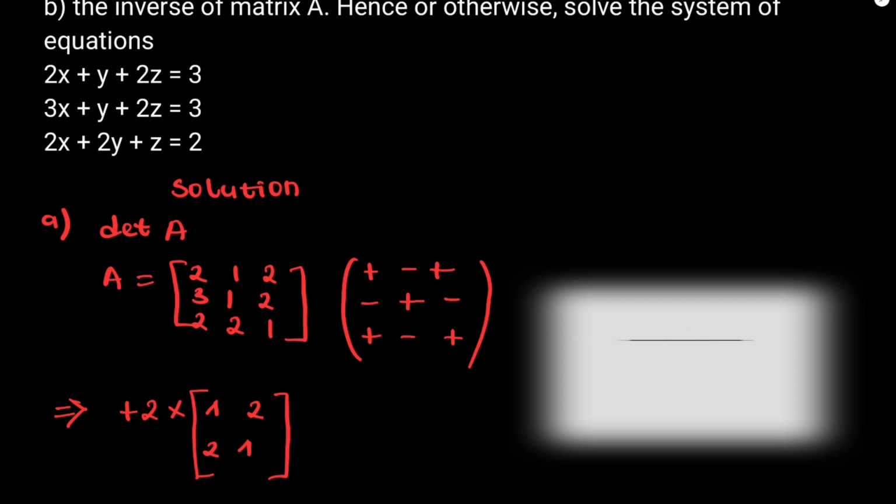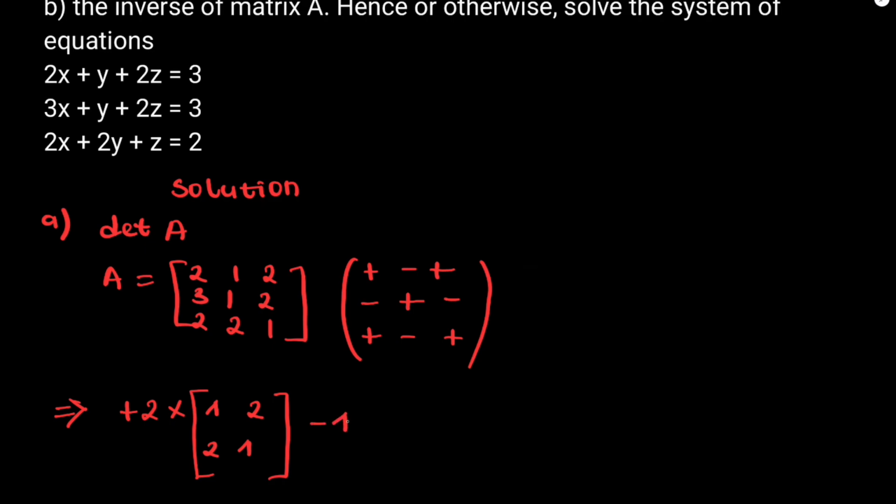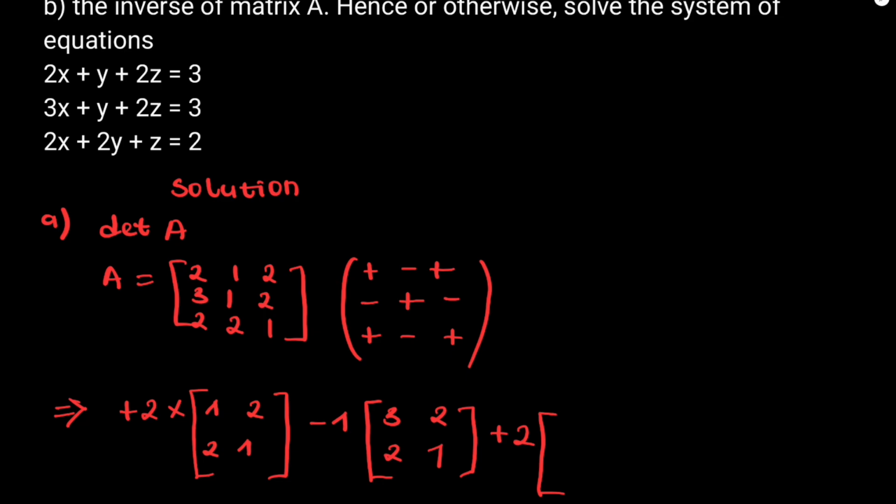We take the next, which is 1. It has a minus sign, times. We do the same thing: we eliminate its row and its column. We are left with 3 2 2 1. Now we take the next number, which is 2. It has a positive sign, times. We delete its row and column, and we are left with 3 1 2 2.